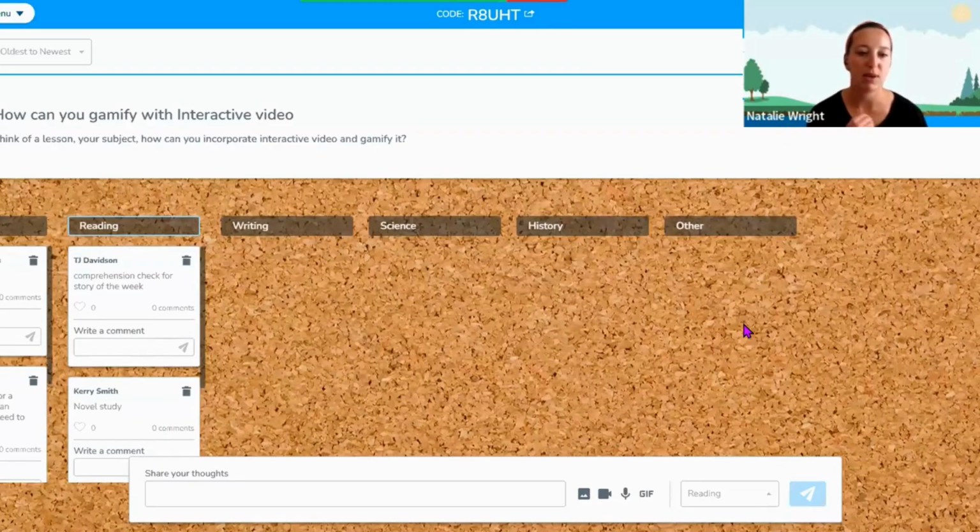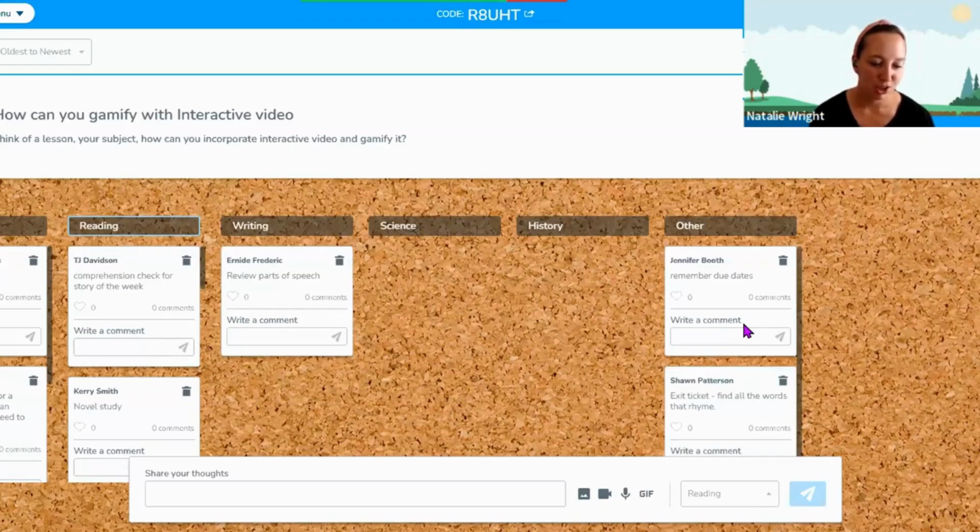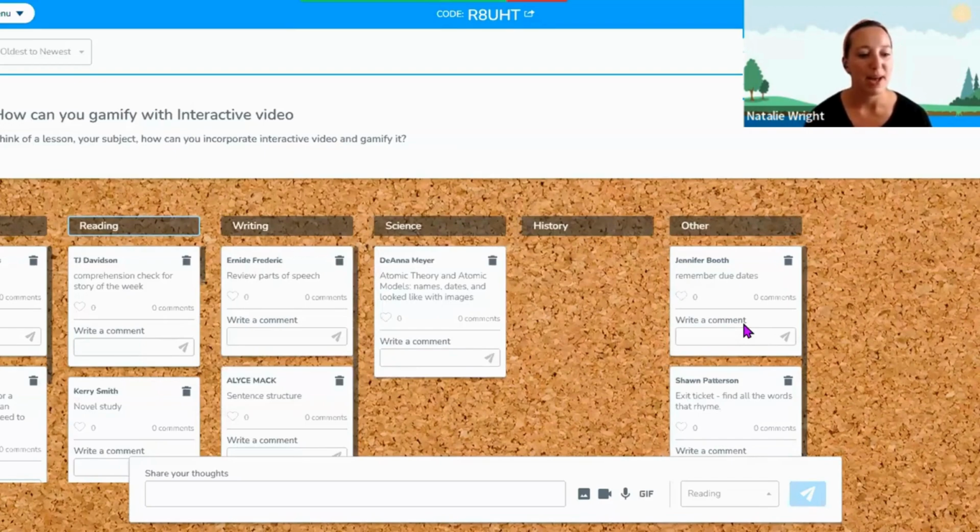So, was the speaker wearing a tie? Did the speaker have blue eyes? Yes or no, real quick on those scavenger hunt questions. They don't have to take a lot of time. Okay, we got comprehension check for the story of the week. Perfect. So that could be working together as a team if you want. Kind of add in that quiz battle. Awesome, reviewing parts of speech.